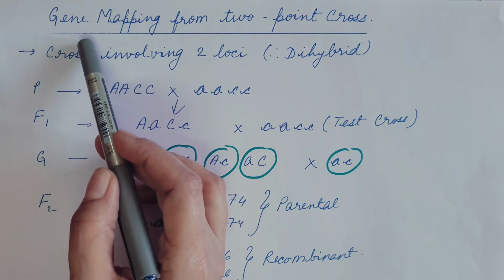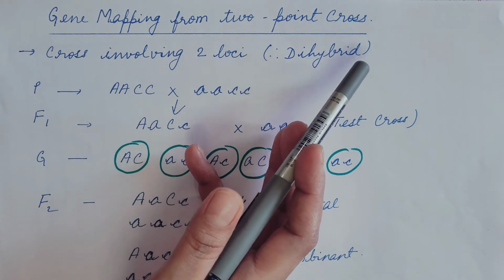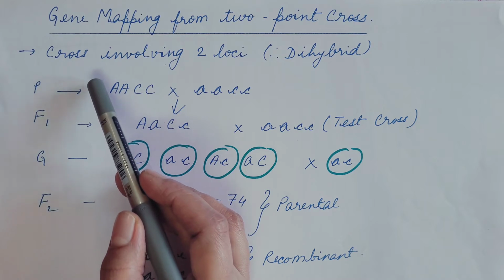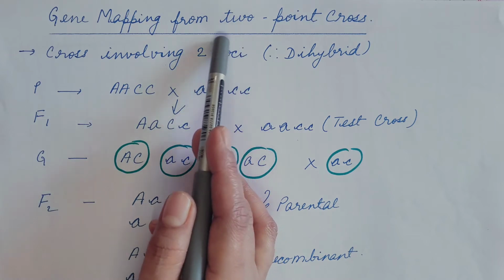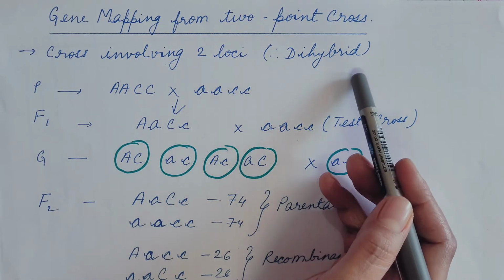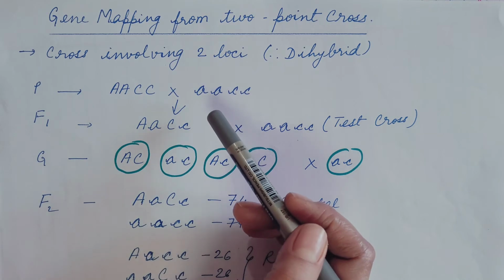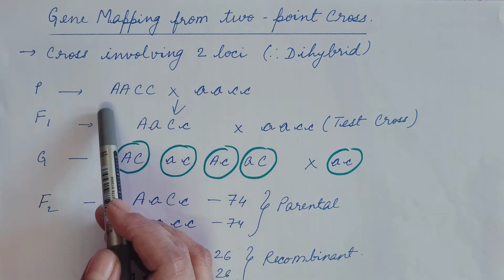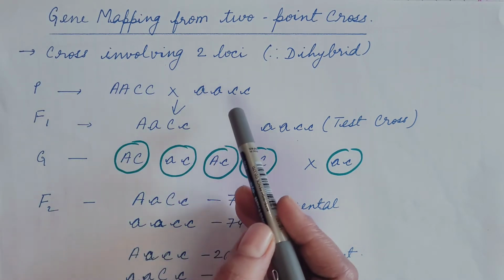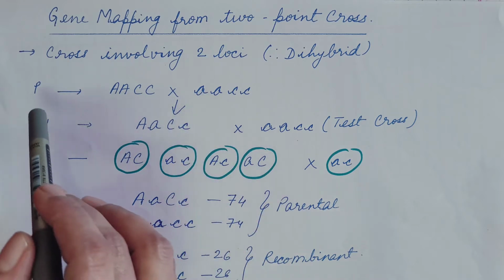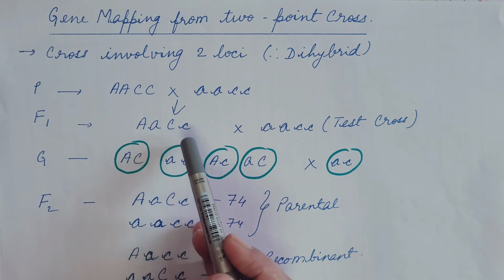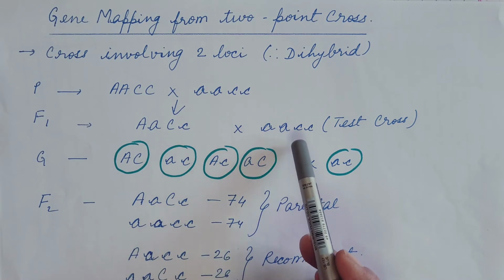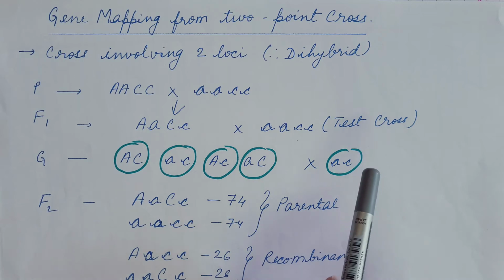Let us see gene mapping from 2-point cross. This cross involves 2 loci or 2 genes and the cross is dihybrid. From this we can calculate the distance between 2 linked genes on a chromosome. Parents, homozygous dominant and homozygous recessive, cross to produce the F1 individual which is heterozygous for both the genes. Then it is test crossed with the homozygous recessive individual.